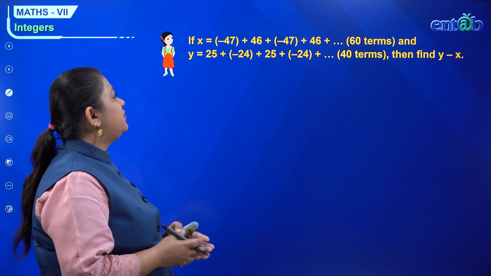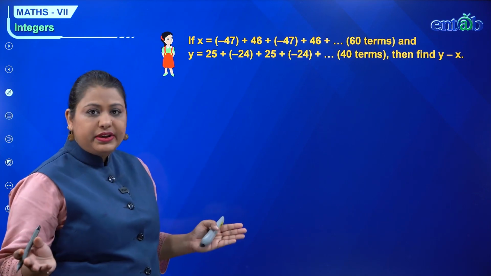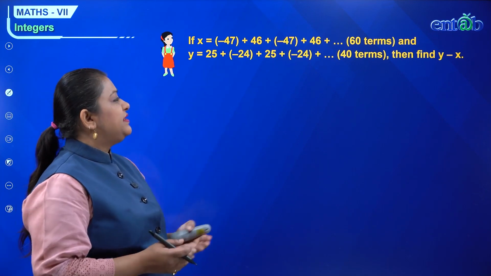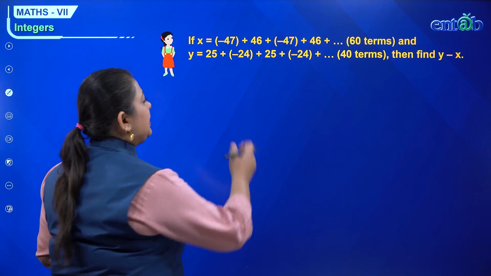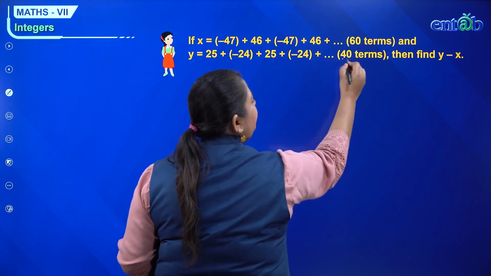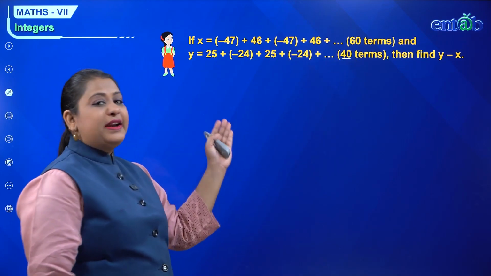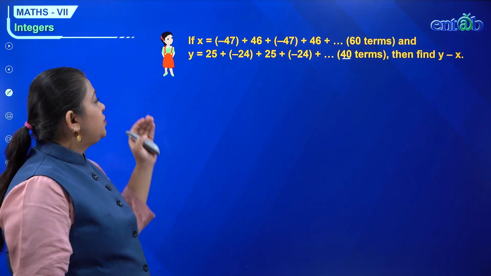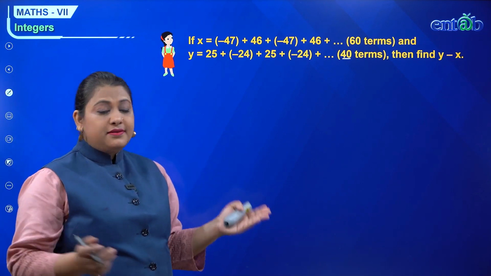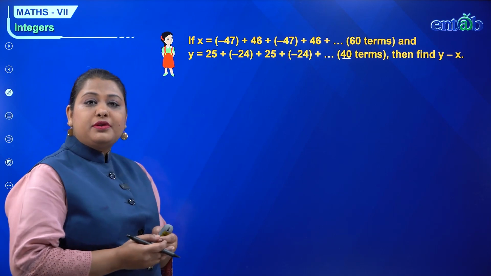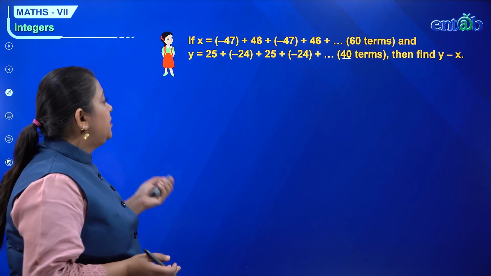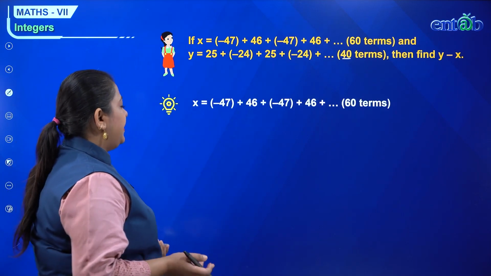And y is equal to 25 plus minus 24 plus 25 plus minus 24, and it continues up to 40 terms. Then find y minus x. So in order to find y minus x, first of all we need to simplify both of them, right? So now how to simplify?